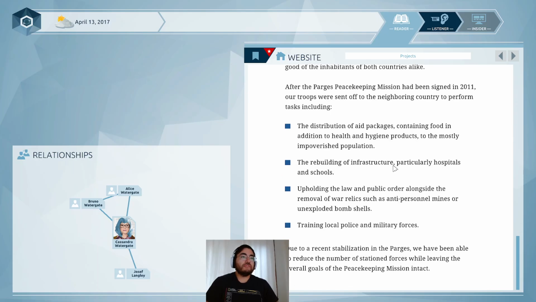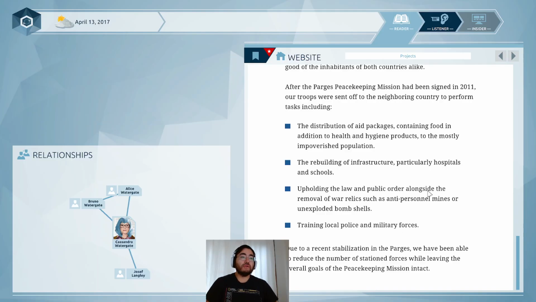The rebuilding of infrastructure, particularly hospitals and schools. So they're rebuilding infrastructure. It refers to the structure of a society. So hospitals, schools are two of the things, but also roads, just buildings in general, supermarkets, places where people can buy food, just trying to rebuild that because these kind of things get destroyed in wars and then it makes society unable to function.